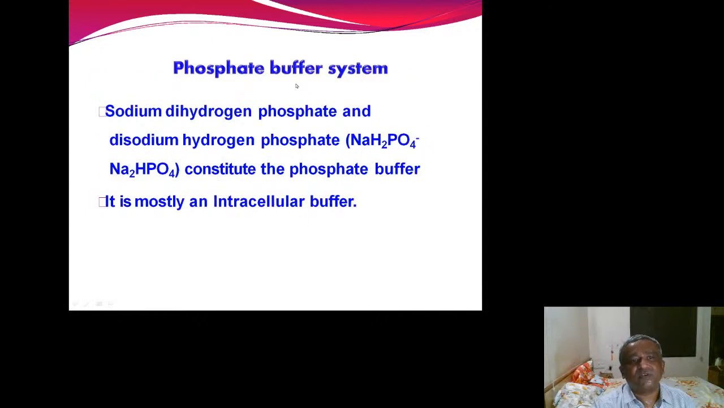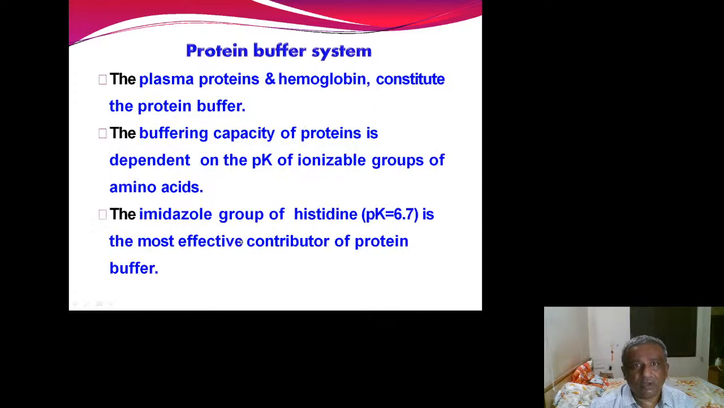Now the phosphate buffer system. Sodium dihydrogen phosphate and disodium hydrogen phosphate, that is NaH2PO4 and Na2HPO4, constitute the phosphate buffer. It is mostly intracellular, whereas the bicarb is mainly extracellular. The phosphates, NaH2PO4 and Na2HPO4, are the intracellular buffers.